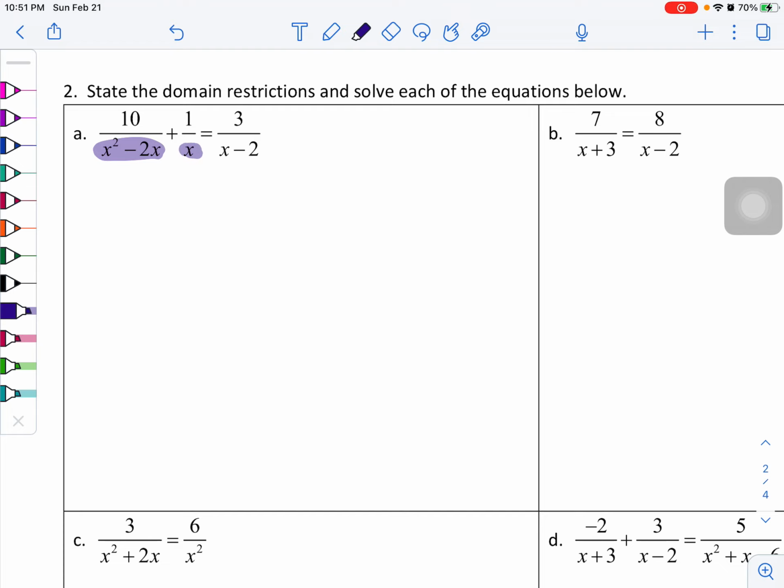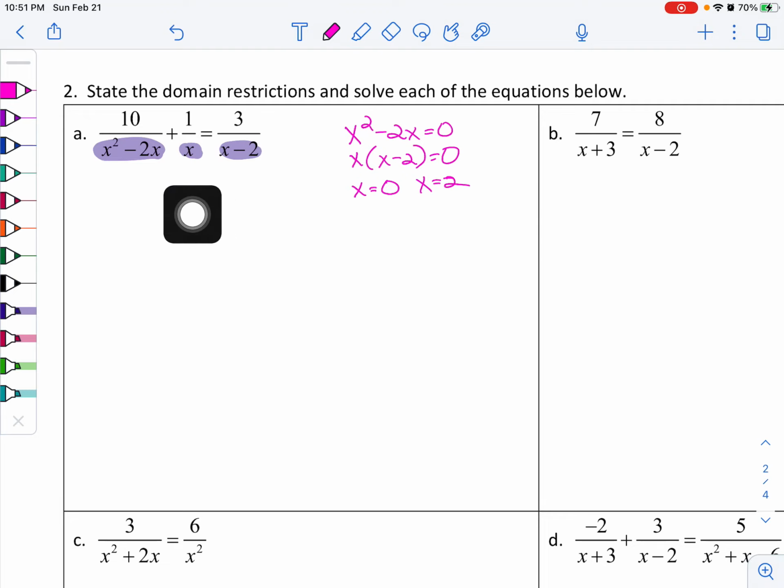So first thing I want to do is to find the domain restrictions for all of those denominators. So I'm going to set each denominator equal to 0. So x squared minus 2x equals 0. And now I'm going to factor and solve. So I'm going to get x is equal to 0 and x is equal to 2. This denominator of x, if I set it equal to 0, is going to give me this answer. And x minus 2, I've already set equal to 0 and gotten x equals 2.